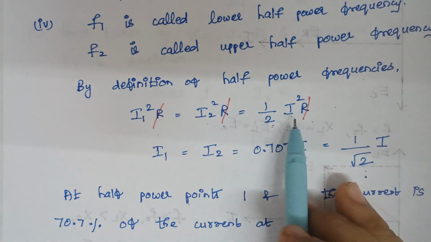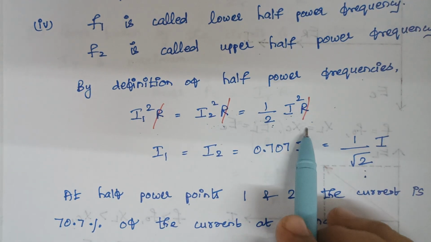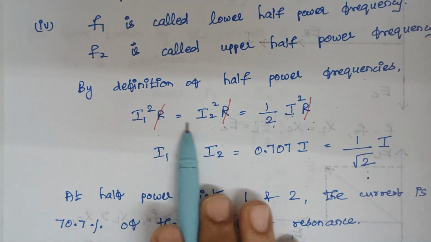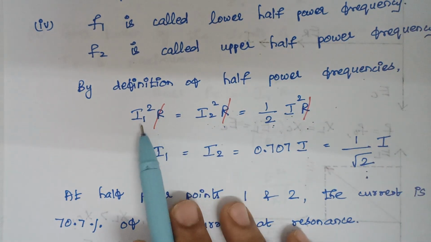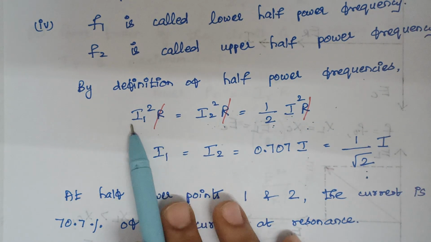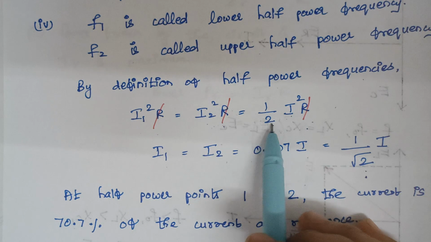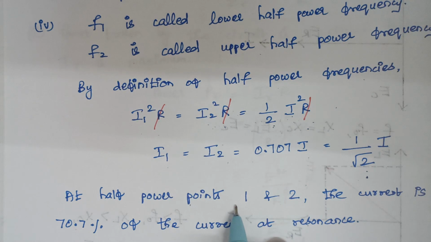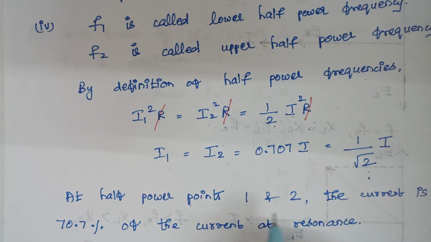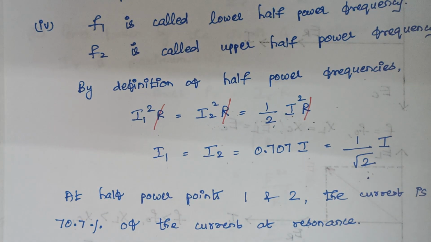So 1 by 2 into, the current at resonant frequency being I, therefore 1 by 2 into I square R, right? When you compare these three terms, R is a common thing, so we can take it out. Finally we take the square root also, right? So I1 square becomes I1, I2 square becomes I2, I square becomes I, and this 1 by 2 becomes 1 by root 2. So at half power points 1 and 2, it is clear that the current is 70.7% of the current at resonance, right?